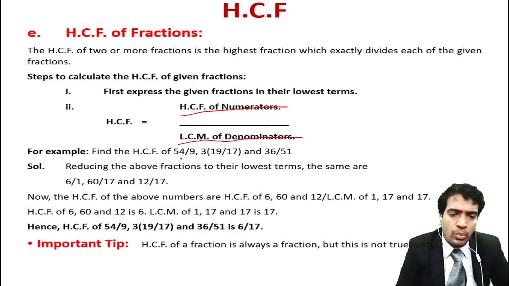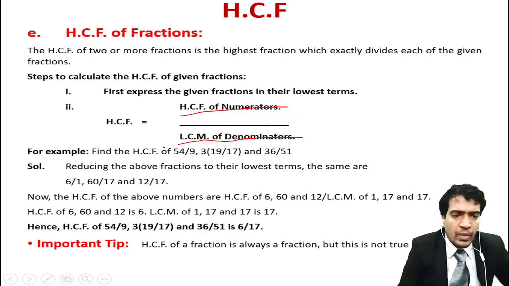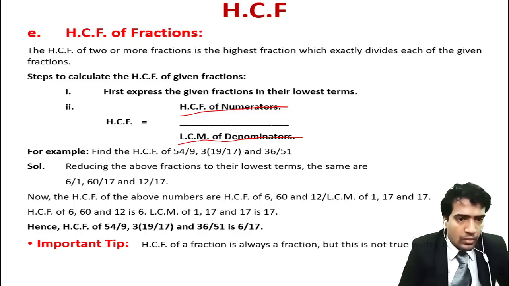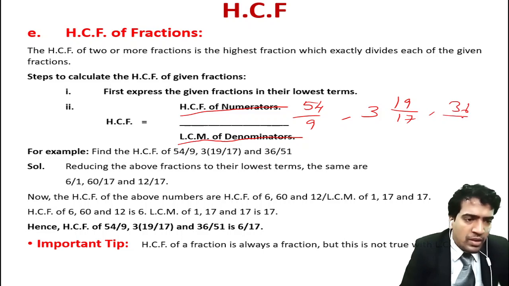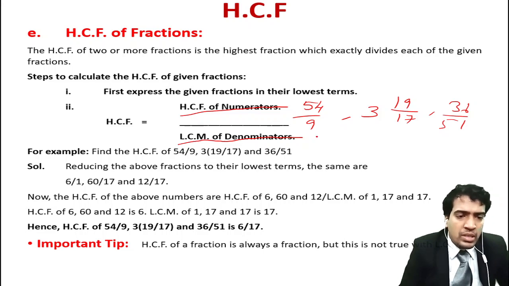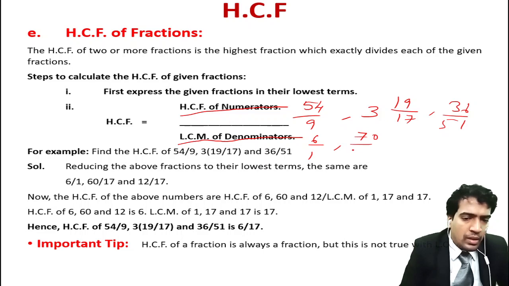What is the HCF of 54 by 9 and 3 19 by 17 and 36 by 51? Let us take these three numbers: 54 by 9, 3 19 by 17 and 36 by 51. If you reduce it in the simplest form, this will be 6 by 1. This will be say 51 plus 19 is 70 by 17.